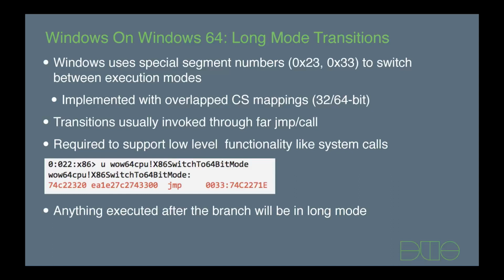All of these transitions are generally invoked through a far jump or call. As you can see here, this is the function that is typically used to transition modes. And you'll see the hex 33 at the beginning, so that's the special segment number. Anything after that branch would be executed as 64-bit code.